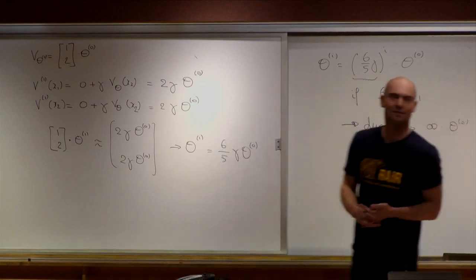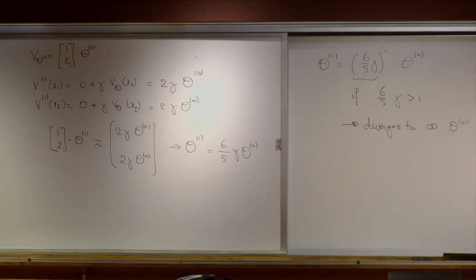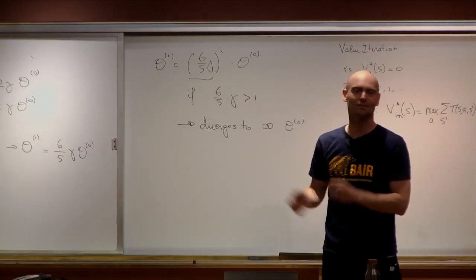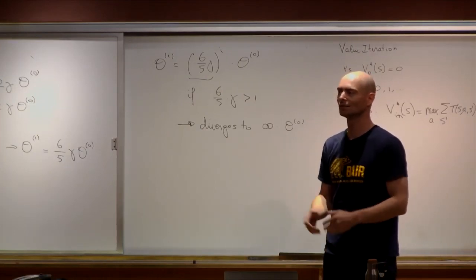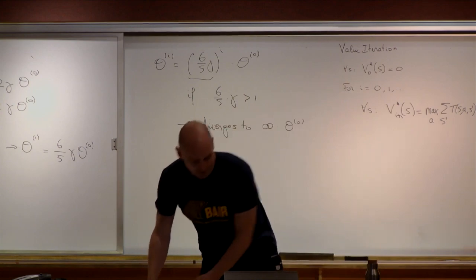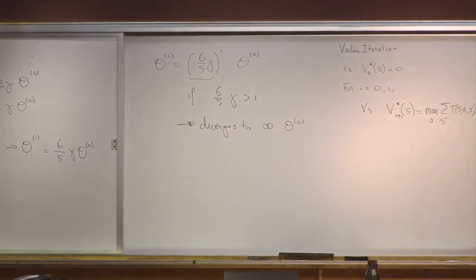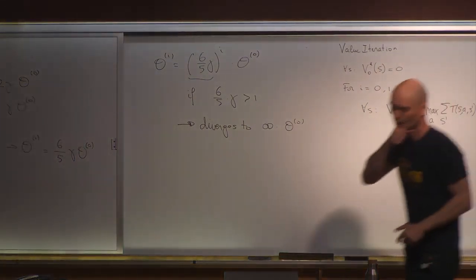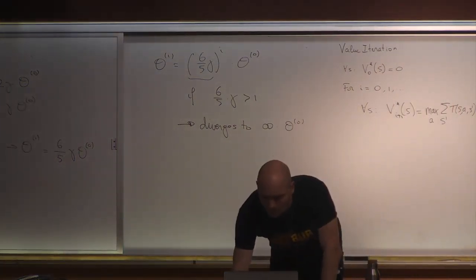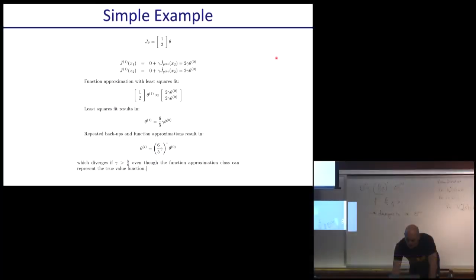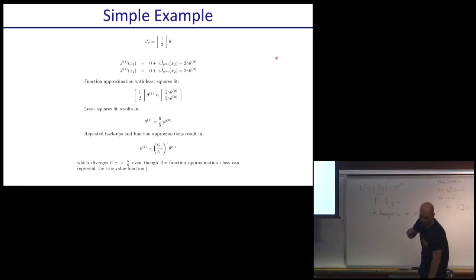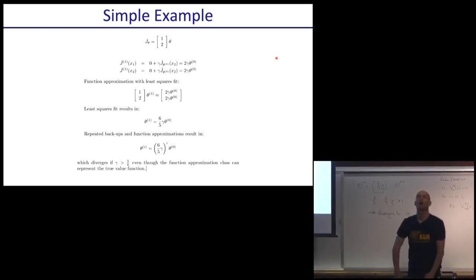All right, any questions about this example? So this is a negative result, just to be clear, right? This is a very negative result. This shows that even a simple MDP where you can represent the value function exactly with your function approximator can still have divergence. Very negative result. So, this is the math done in the slides. Hopefully we can do better, though.